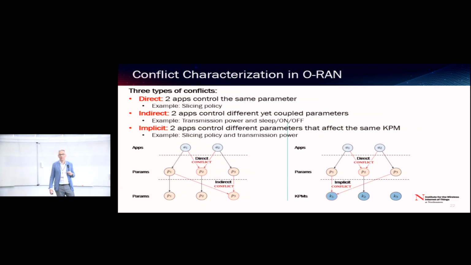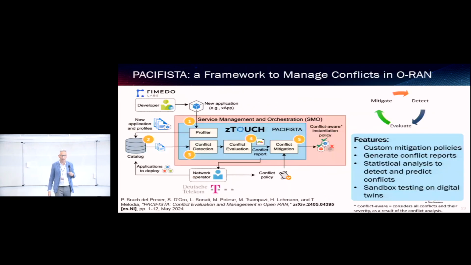We've proposed a way to characterize conflicts between xApps, identifying different kinds of conflicts: direct conflicts, where two applications are controlling the same parameters; indirect conflicts, where two applications control different but coupled parameters; and implicit conflicts, where two applications control different parameters that are, however, coupled through a specific KPM of the network that they affect. And the framework, if you're interested, I invite you to take a look.